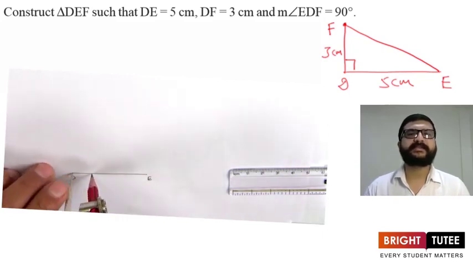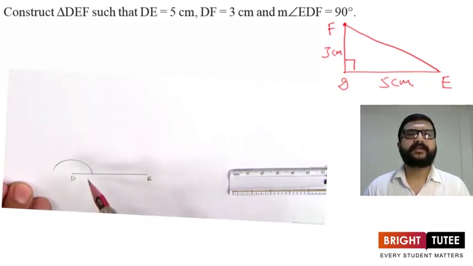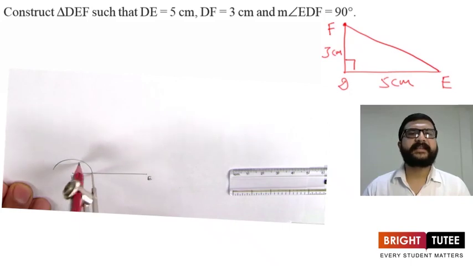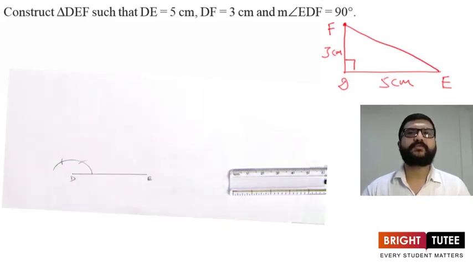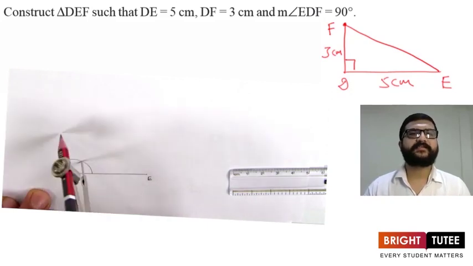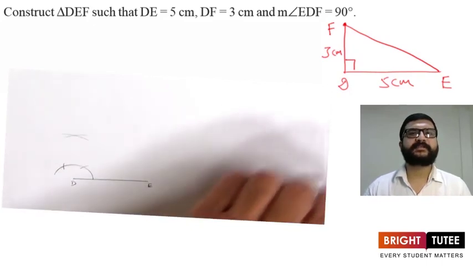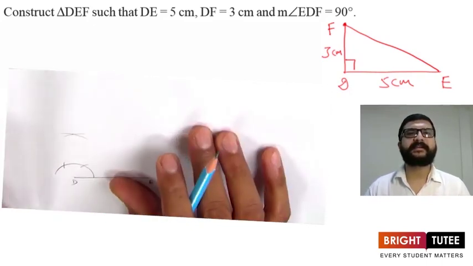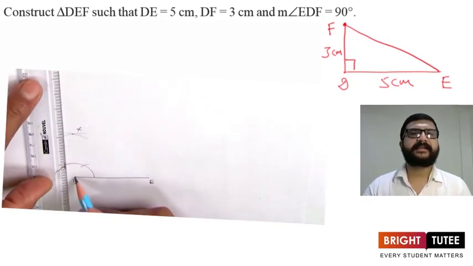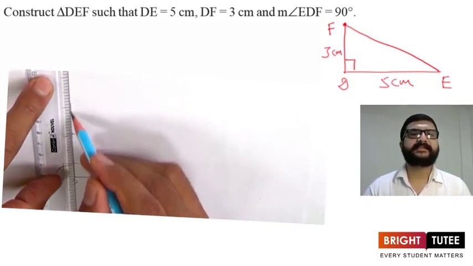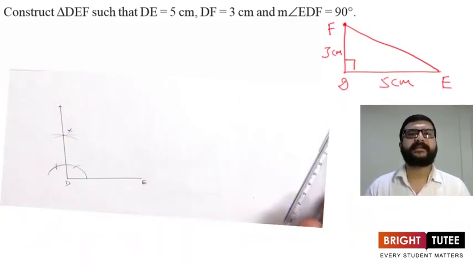Now the next step is, we have to construct a 90 degree angle at point D, or we have to draw a line say DX which is perpendicular to DE, and we know how to construct a 90 degree angle. So we just have to construct a 90 degree angle here. So in the steps of construction, we have to write, construct a 90 degree angle at D. So that angle, let's say this point is X here. So that angle XDE is 90 degrees.